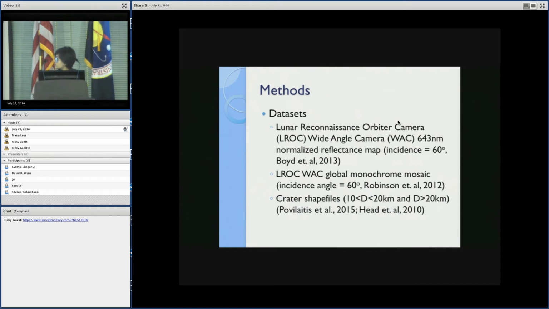The main data sets that we used here were the LROC wide-angle camera's normalized reflectance map with an incidence of 60 degrees, the LROC WAC global monochrome mosaic, also with an incidence angle of 60 degrees, and crater shapefiles. We had two shapefiles, one for diameter ranges of 10 to 20 kilometers, and the other for 20 kilometers and greater.